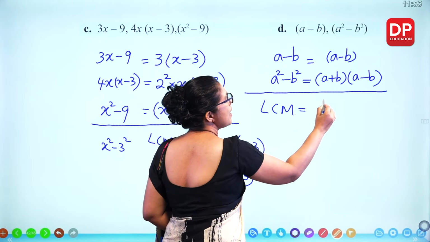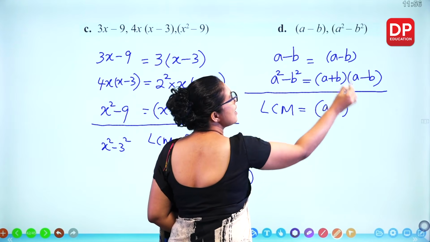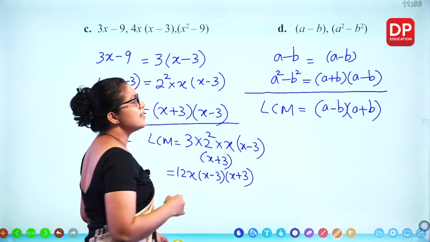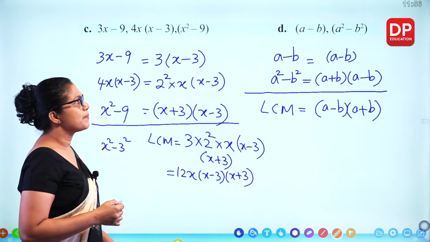I can see a minus b is there and a plus b. So this is the least common multiple.